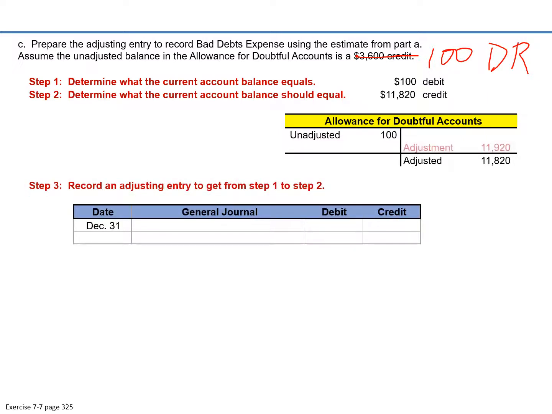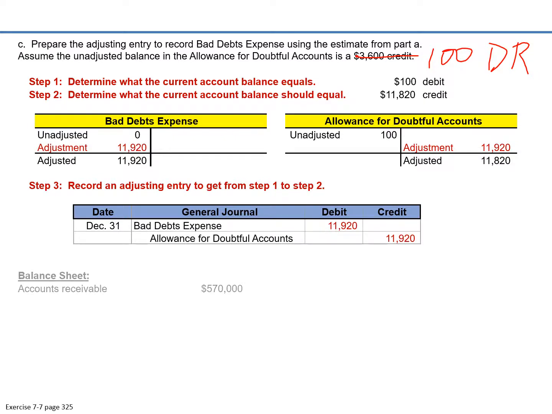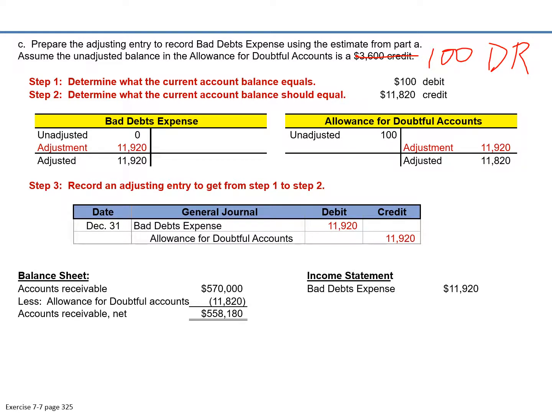So what's our adjusting entry? We need $11,920 of credits less $100 of debits to get $11,820 of credits, right? So we're going to debit bad debt expense for $11,920. We are going to credit allowance for doubtful accounts for $11,920. Okay. Then our balance sheet will be $570,000 less $11,820, net of $558,180, and then we have bad debt expense of $11,920.